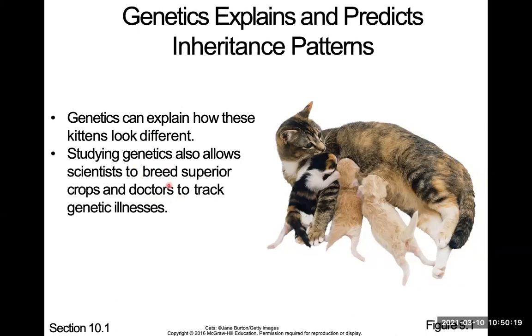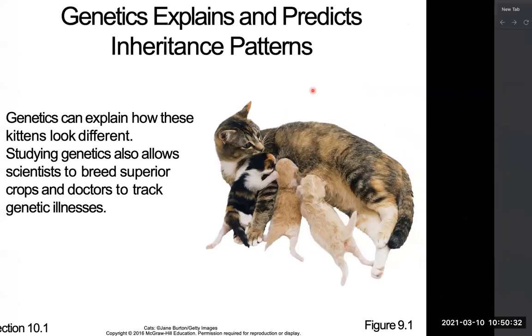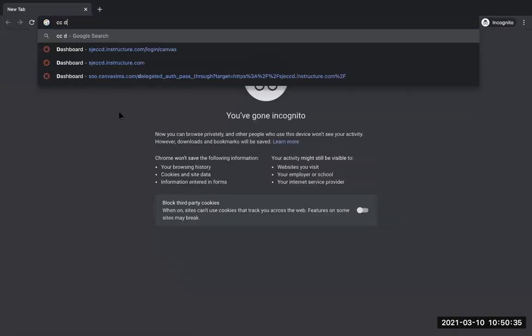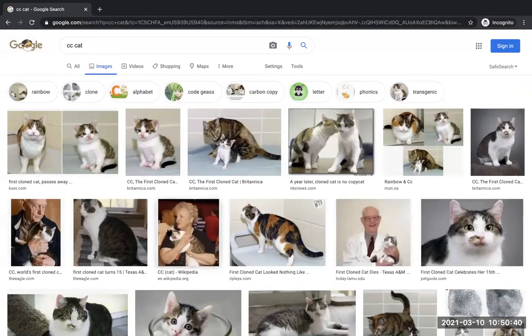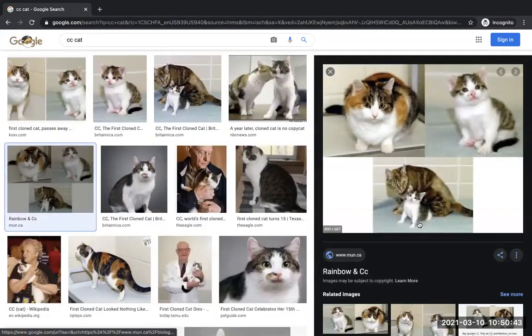Have you guys heard about CC the cat or Dolly the sheep? Catherine, do you remember anything about CC the cat? No, I just kind of remember the name. Okay, so CC the cat was the first cloned cat. They took some skin cells from this cat, and then they cloned another cat. So this cat is a twin of this cat. Basically, they have the same genetic information.